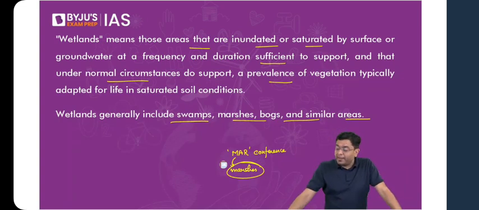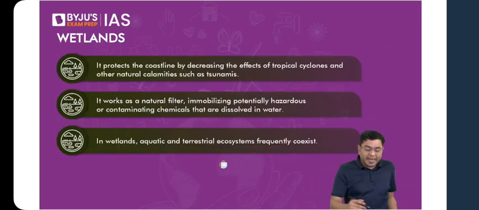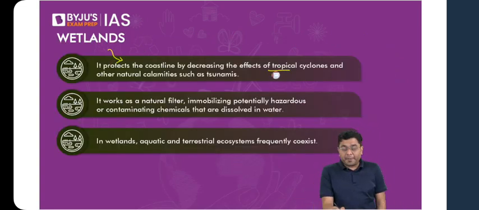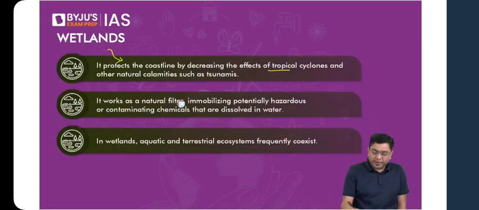So wetlands basically also protect the coastline by decreasing the effects of tropical cyclones and other calamities by offering a kind of buffer zone, and they work as a natural filter. And here you have a kind of ecotone where the terrestrial and aquatic systems also coexist.